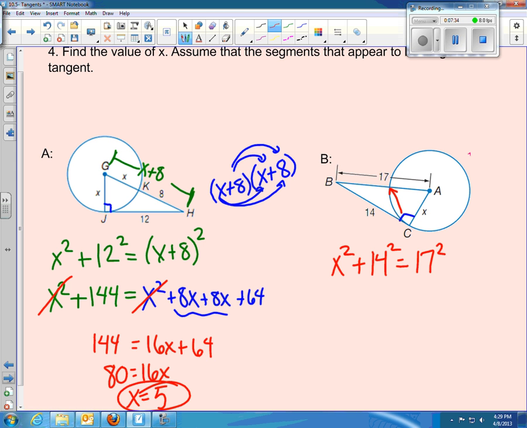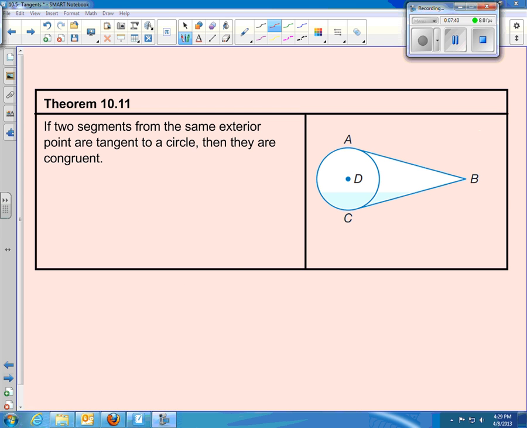All right, so here's our next theorem. Theorem 10.11 says if two segments from the same exterior point are tangent to a circle, then they are congruent. If we look at our picture, both of our segments come back to point B, and they only touch our circle in one point, so that we can say that those two segments are congruent.